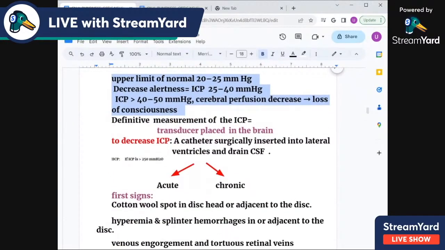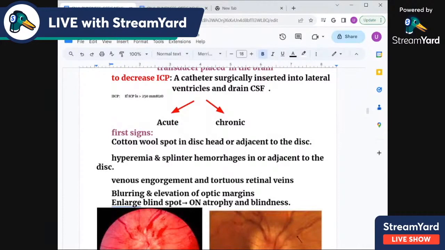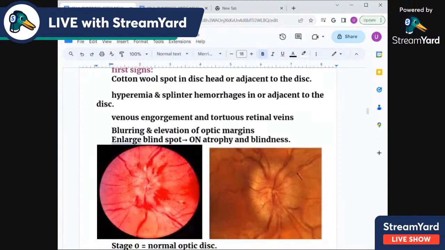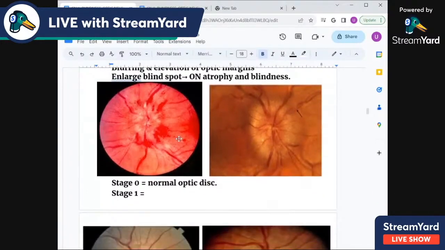And then we did the types of papilledema, acute compared with chronic. In acute, we have cotton wool exudates, hemorrhages, hyperemia, venous engorgement and tortuous veins, blurring, and a central loss of vision in acute papilledema and a large blind spot. But peripheral loss of vision in chronic papilledema. And then we have these features of optic nerve blurring, optic cup margin loss, blurring, elevation, hemorrhages, right?